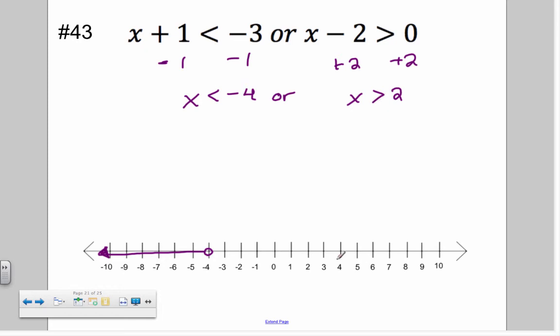Over here I have x is greater than 2. It's an open circle because it's strictly greater than. And numbers greater than 2 are 3, 4, 5, 6, 7, 8, 9, 10, so my arrow is going to go to the right. Generally, when we graph an or statement, it's going to look like this, where my arrows are opposite each other.